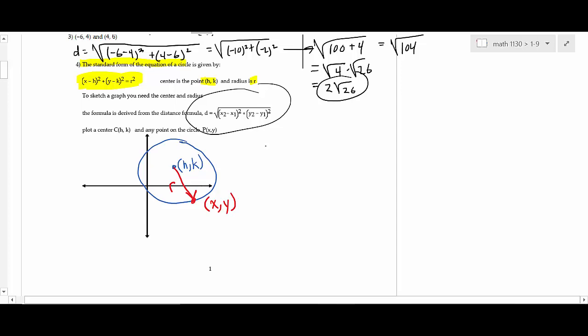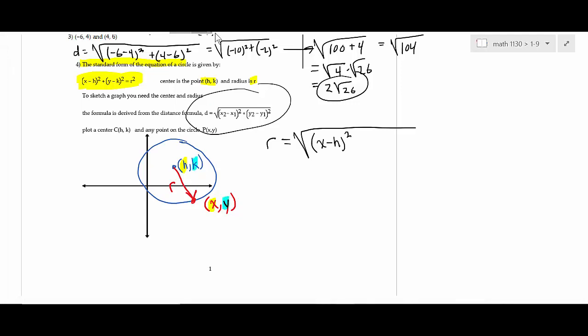So what we'd end up getting is the radius is equal to the square root, and then you want to go ahead and apply that distance formula. So we're going to look at the distance between the x's, so that's x minus h squared. We're going to look at the distance between the y's, and I'm going to do it in this order so it matches the standard form. So we go like that.